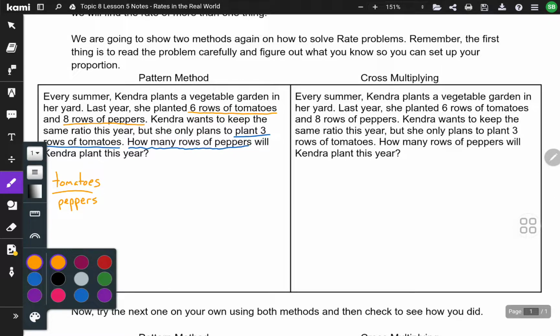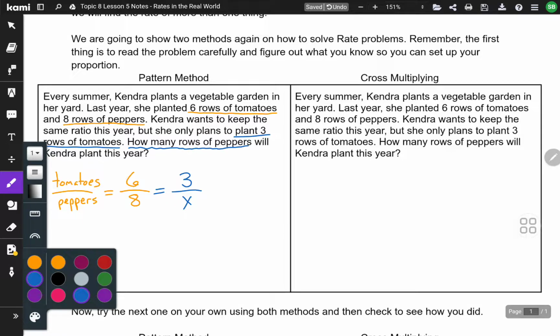And I just got to make sure my numbers match up. So I've got 6 rows of tomatoes, so my first ratio here is 6 compared to the peppers, which was 8 rows. Now I look at my other bit of information. I know she wants to plant 3 rows of tomatoes, so I just got to make sure my 3 goes on top because that's where the tomatoes are. And I want to know how many rows of peppers. Well, that's my question, so I know my peppers is the X there.